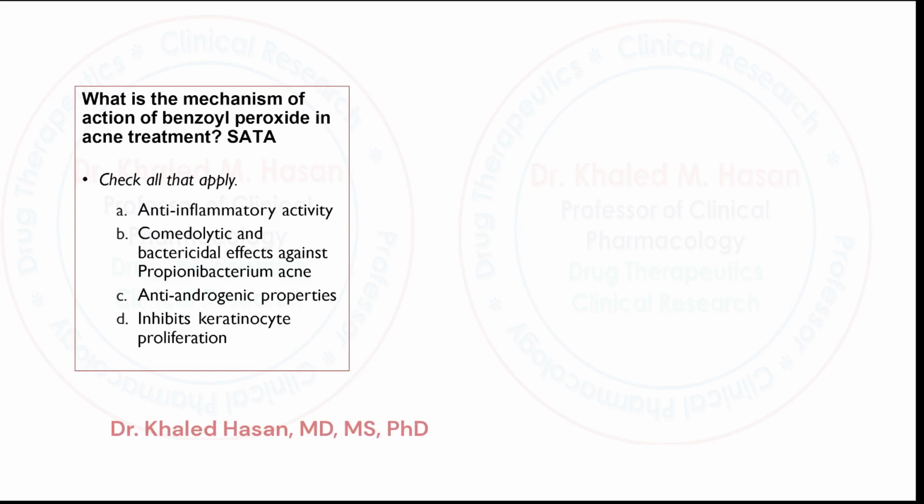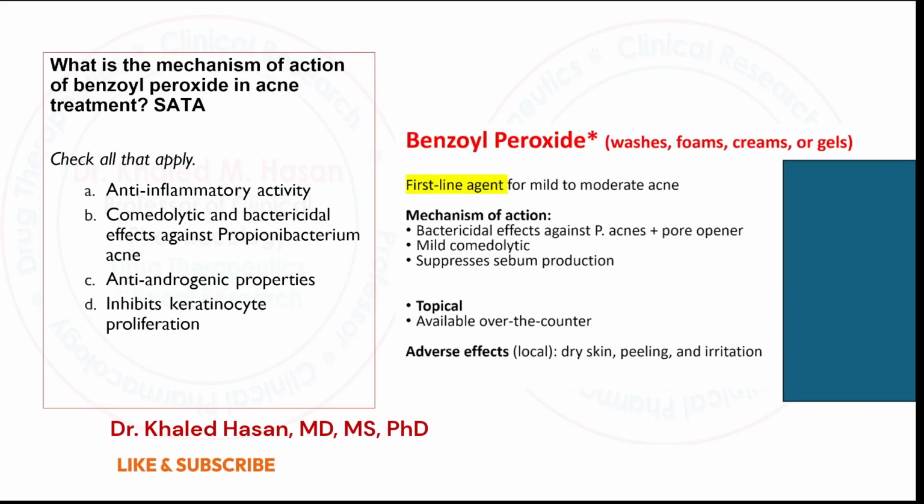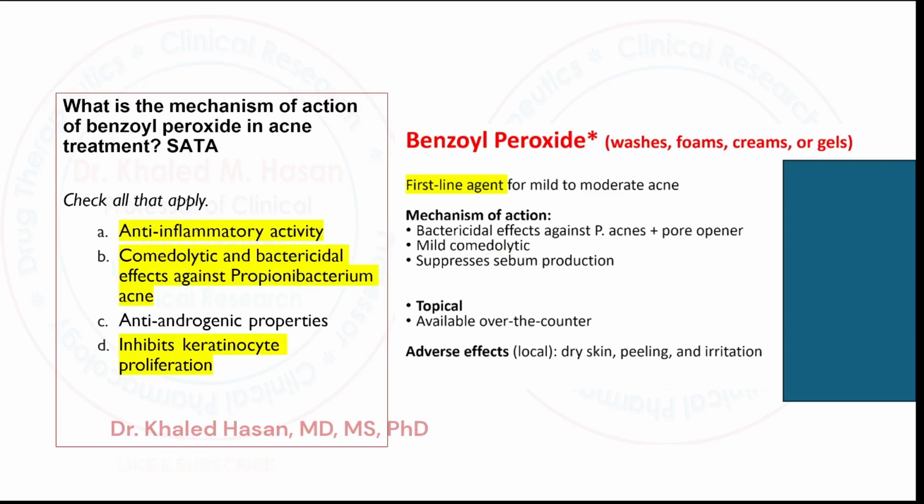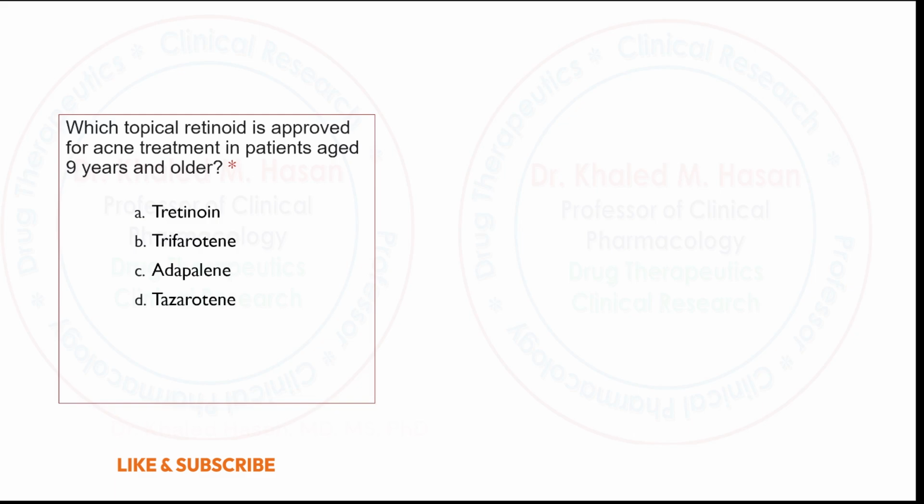So for the benzoyl peroxide mechanism of action, I refer you to the slide. Here we have bactericidal effect, comedolytic effect, suppress the sebum. You can see here we have anti-inflammatory effect, comedolytic effect, inhibit keratinocytes, and in this case we have three correct answers. We have anti-inflammatory, comedolytic, and inhibit keratinocytes. Moving to the next question.